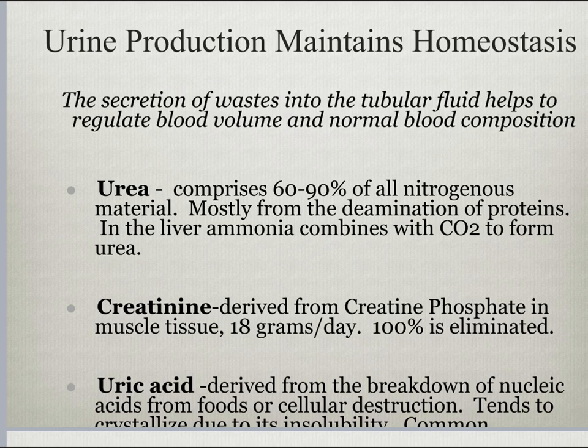The second waste product we're going to see is creatinine. This is derived from creatine phosphate in muscle tissue. So we're talking about muscle metabolism, the waste product of muscle metabolism, specifically creatine phosphate. On a typical normal person, we should be producing about 1.8 grams per day. And remember, this is a metabolic byproduct, a waste product. So 100% of it has to be eliminated.